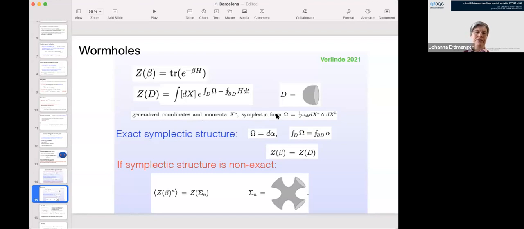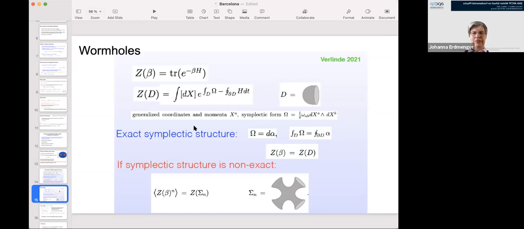Sometimes they have this property, which also arose in the case I was mentioning at the very beginning, that this symplectic form is not exact. Okay. And in that case, the partition function has to be evaluated on this entire disk, not just on this thermal circle here. That's the thermal circle at the boundary, but on the entire disk. And so there will be an integral over the symplectic form over the entire disk, and then another term at the boundary over this Hamiltonian.